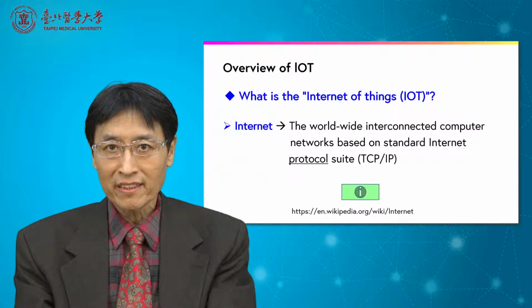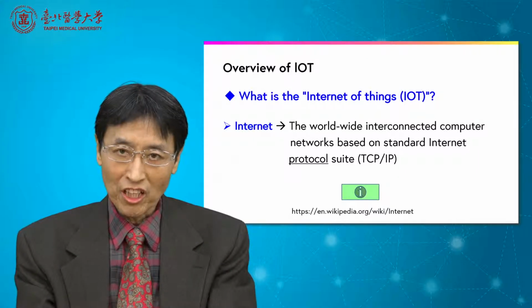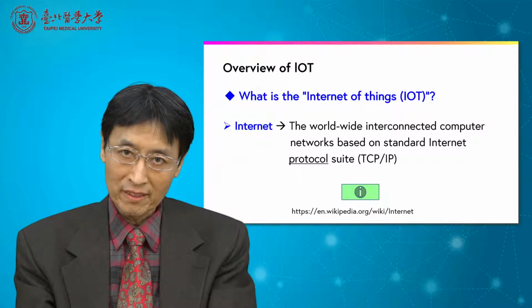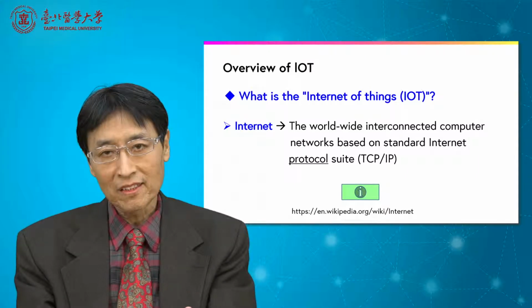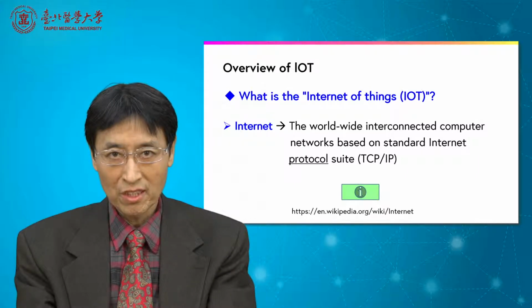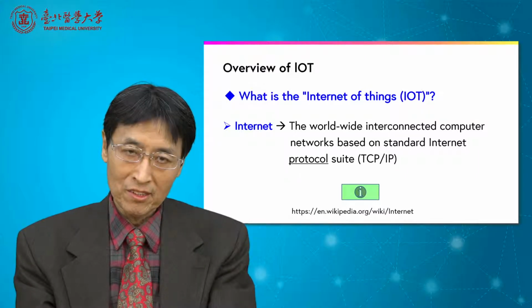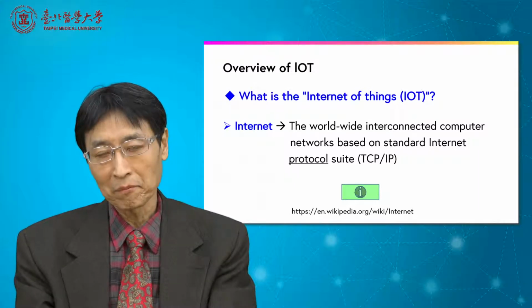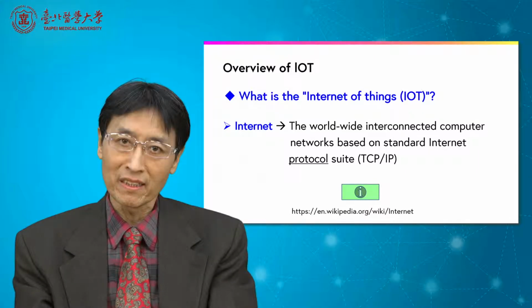So these interconnected computer networks talk to each other based on standard protocols. This is necessary. By protocol, we mean we have lots of rules to govern the communication between devices. So this is the internet. The protocol suite we apply for the internet is the so-called TCP/IP.